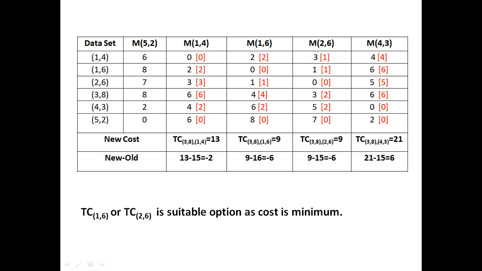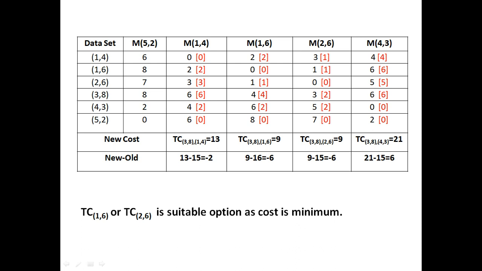Comparing (5, 2) and (2, 6) we get total cost 9. And comparing (5, 2) and (4, 3) we get the total cost as 21. Our old cost is 15. So 13 minus 15 is minus 2. 9 minus 15 is minus 6. 9 minus 15 is minus 6, and 21 minus 15 is 6.